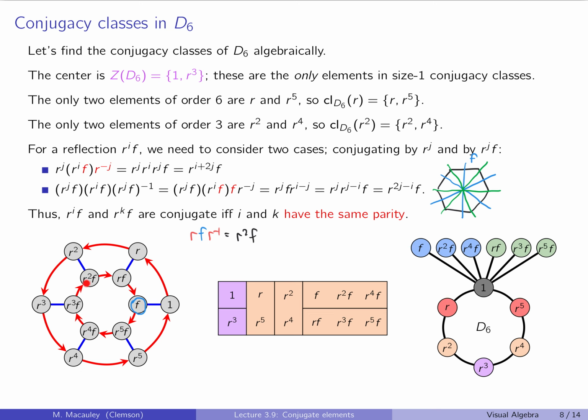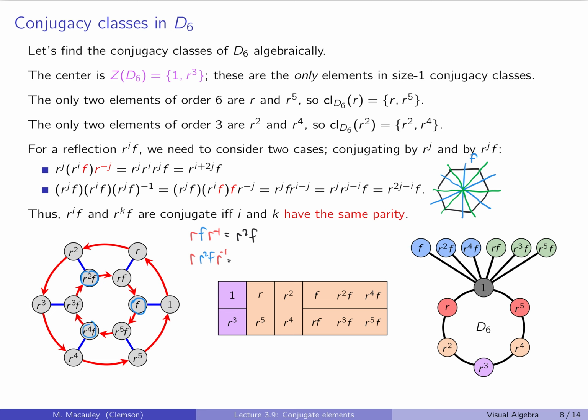And because of the regularity of this, it doesn't really matter if this is F or really any of these things. If we conjugate by R, we're going to just move over by 2. So let's check that. If we do R squared F R inverse, now R squared F is red F, and R inverse is there. So by conjugating this element by R, we've just moved it over by 2.